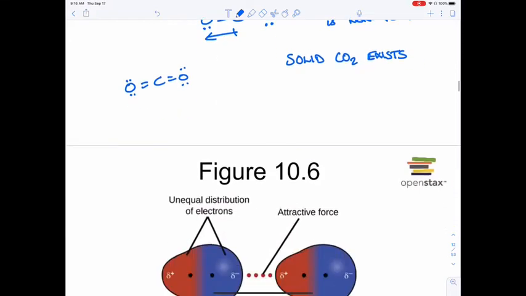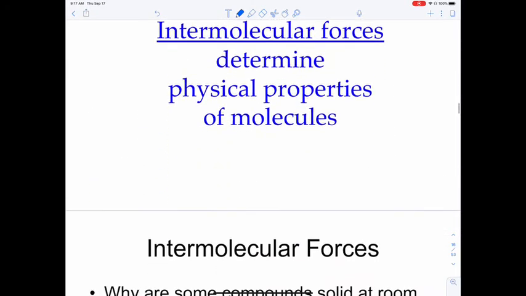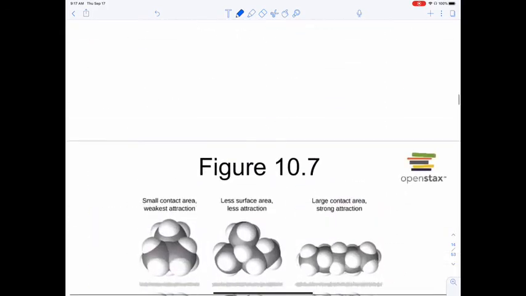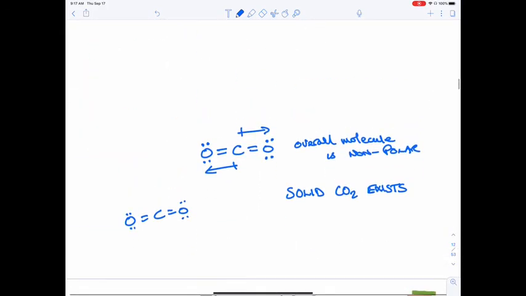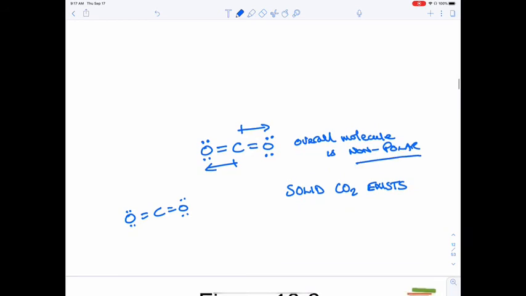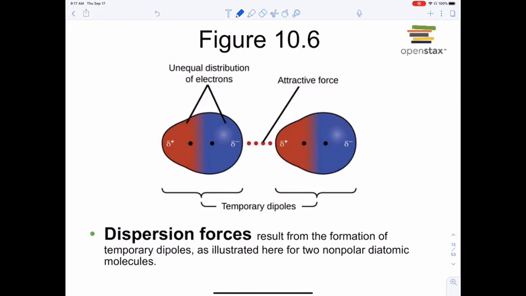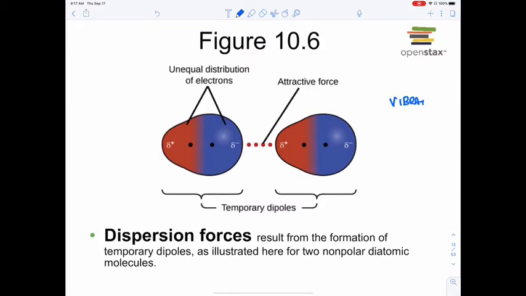And here's a picture of dry ice. This is what dry ice looks like, and because dry ice exists, there must be an attractive force between these molecules. So when we talk about molecules that are non-polar, there must be some type of attractive force. What actually happens is that molecules, such as carbon dioxide, are continually vibrating. They stretch, they rotate, they're continually moving.